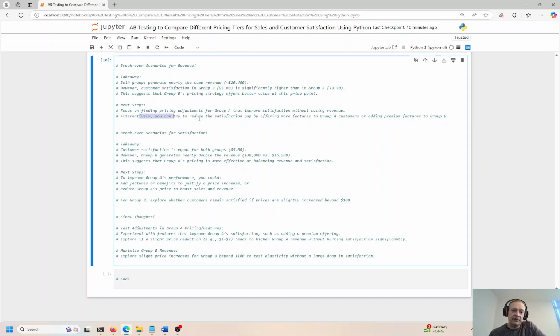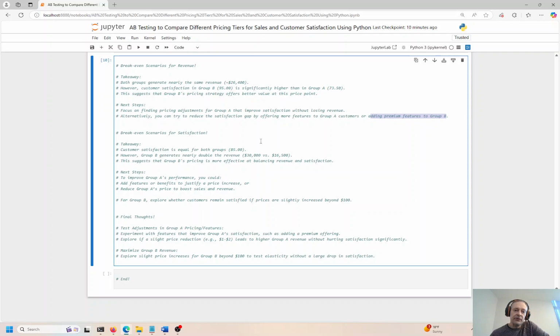And as an alternative, you can try to reduce the satisfaction gap by offering more features to Group A, thereby boosting customer loyalty or customer satisfaction, and creating a perceived premium for features in Group B if people respond negatively to Group A. So by default, Group B could just be more appealing. People say, I don't like this offering in A, so therefore I like Group B. As an alternative, right? So it's black or white, it's this or that, it's one thing or another thing.